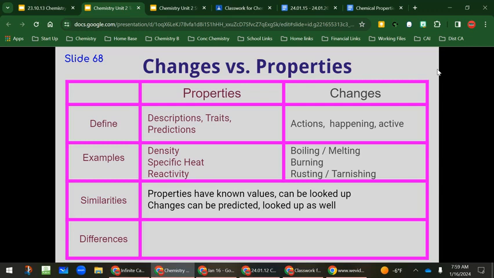The differences between the two, ladies and gentlemen: properties are traits or predictions. Changes or actions are happening. That is the biggest thing. And you can take any property, basically, and almost make it into a change. Even the property of mass. You could change the property of mass by changing the size of your sample. Cutting something in half. Separating things.